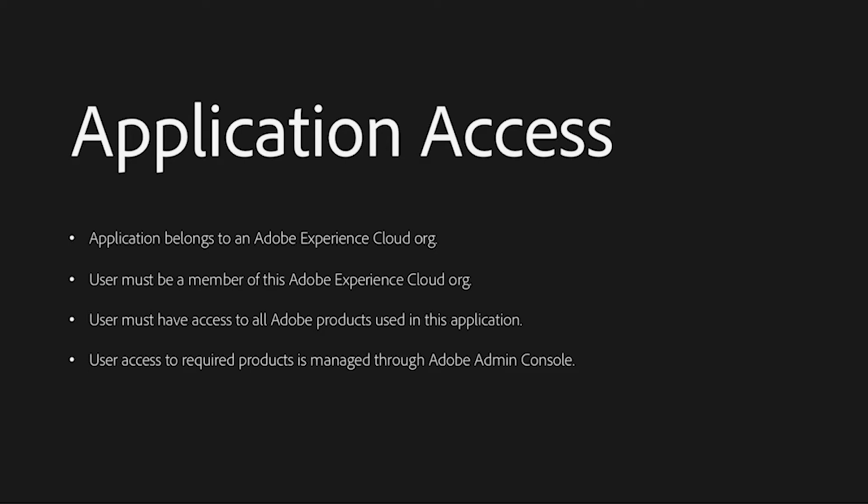Secondly, even if the user and the app are in the same org, the user needs to have access to all the Adobe products used in the application in order to access this app. For instance, let's say the app uses Analytics and Campaign API. Only users with access to both should be able to use that application. This is to ensure we're not exposing data to users who are not supposed to have access to them. You can manage each user's access to Adobe products through the Adobe Admin Console.